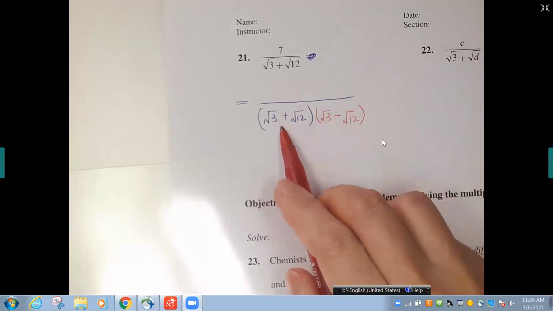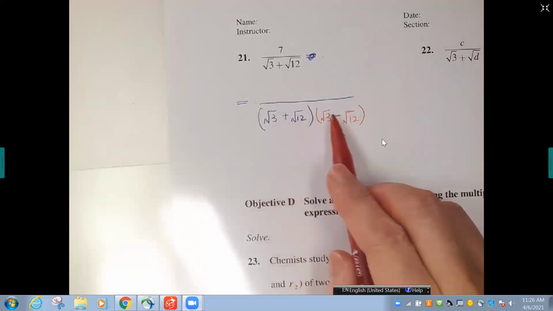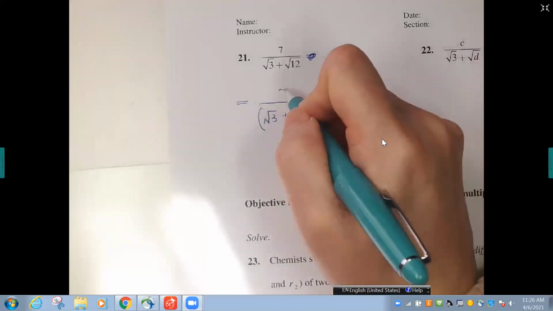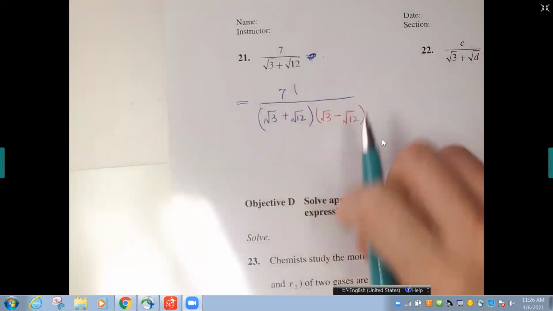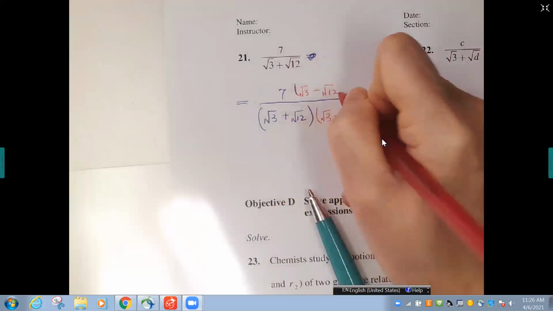This is the conjugate of it. So multiply by the conjugate of the denominator. Whatever we do to the numerator, do the same thing to the denominator. So 7 should also be multiplied by radical 3 minus radical 12.